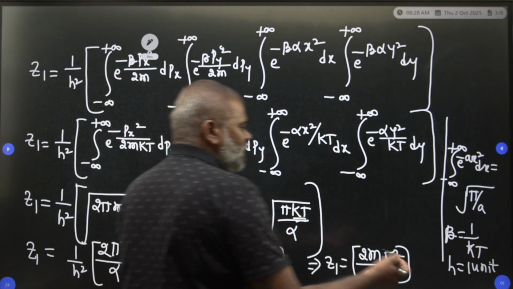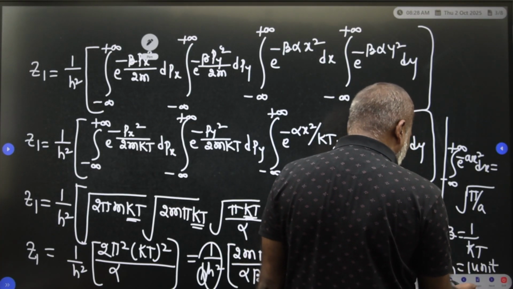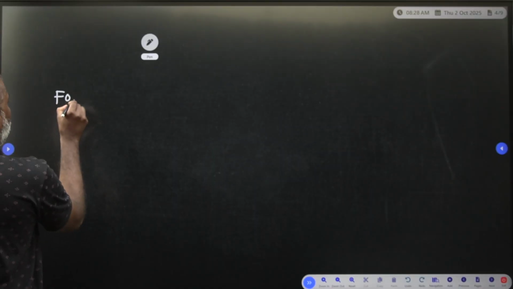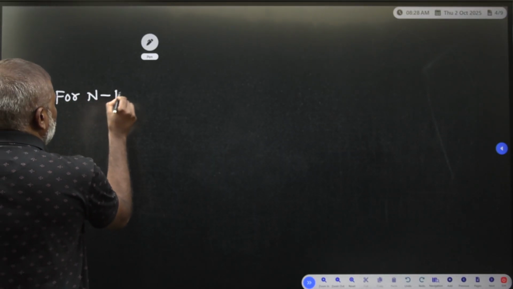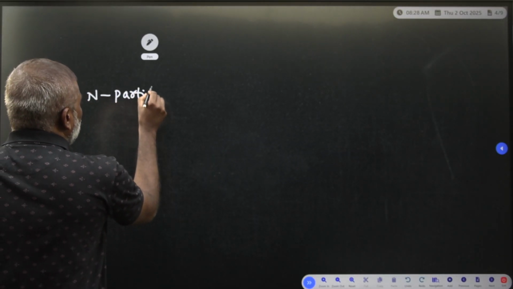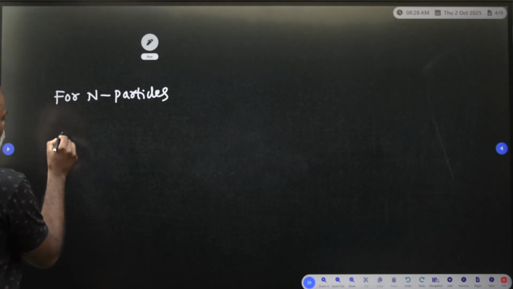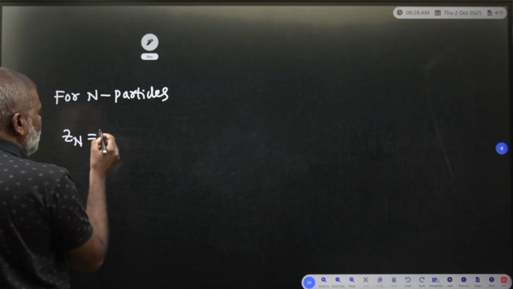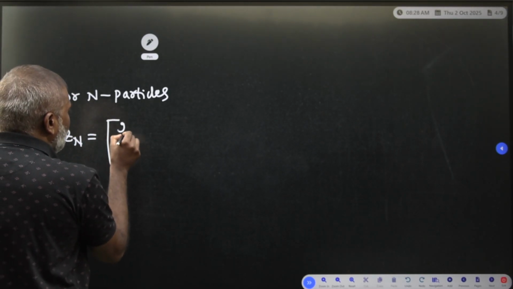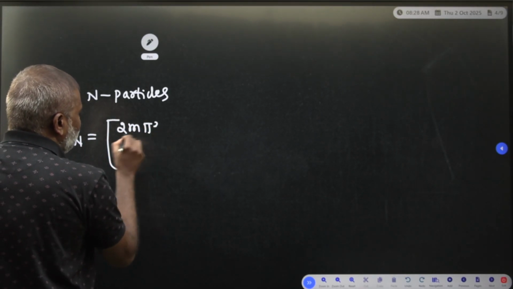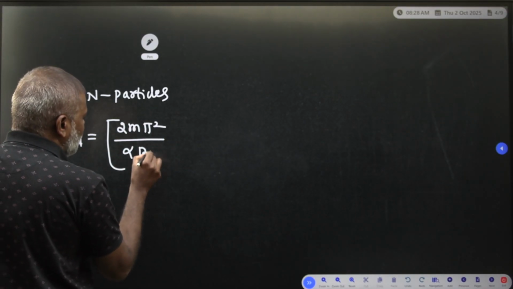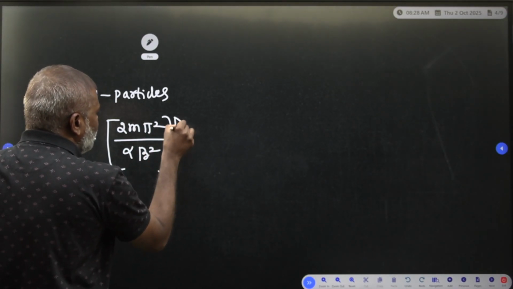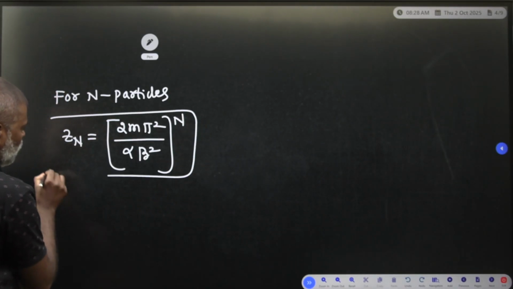If n number of particles are existing, what is going to happen? For n particles you are going to take Z_N, the canonical partition function, equal to 2m pi square divided by alpha beta square, whole to the power of n. So this is your answer.